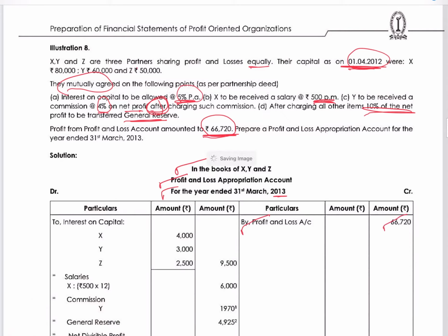On the credit side it will be, because profits will come on the credit side. It's an income, it's a profit. Debit all expenses and losses, credit all incomes and gains. Next.